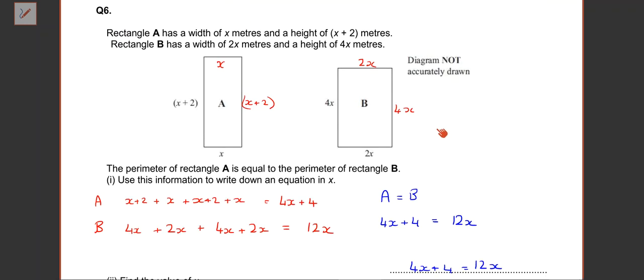Okay. I thought you might struggle with this one, but I have to put it in, to give you a bit of experience of it. So the perimeter is adding up all the sides, and because it's a rectangle, these sides are the same and those sides are the same. So I've added all those up for the perimeter, 4x plus 4 for A, and 12x for B, and we are told that the perimeter of A is equal to the perimeter of B, so A equals B, so 4x plus 4 is equal to 12x.